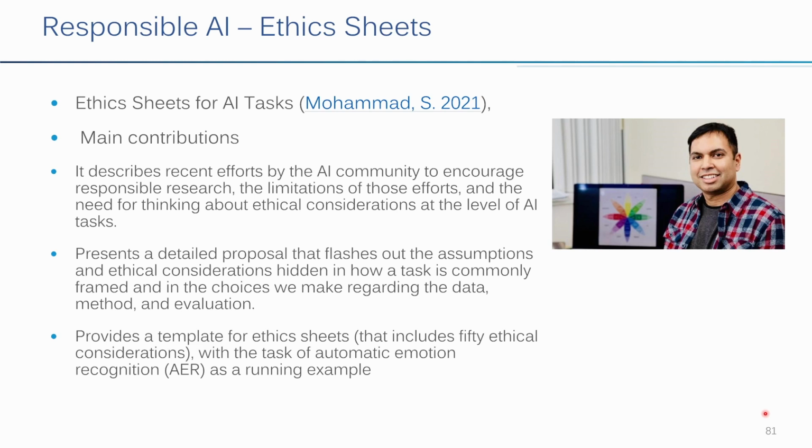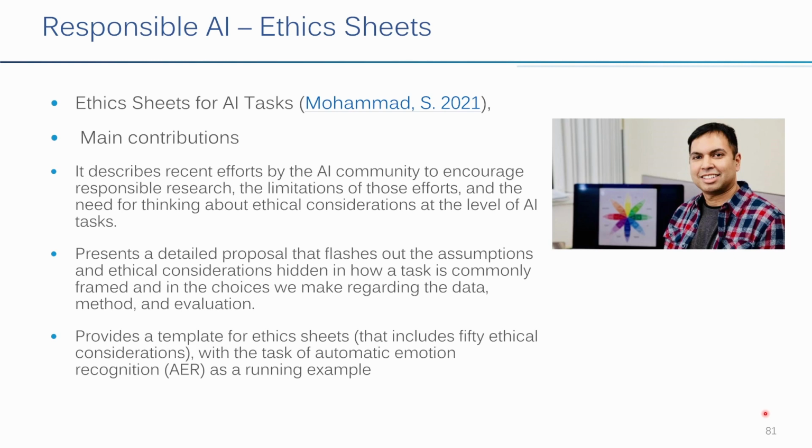And in this direction, this paper presents a detailed proposal that fleshes out the assumptions and the ethical considerations hidden in how this task is commonly framed, and also the choices we make regarding the data, method, and evaluation. So not only the task, but what kind of models we think would be able to solve these tasks, and the data, all of this on the ethical aspects is being considered. The entire paper considers around 50 ethical considerations, with the task of emotion recognition as a running example.